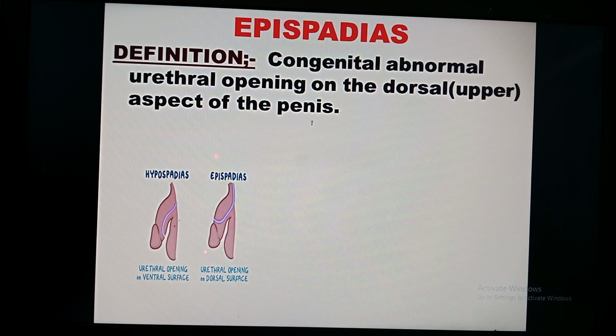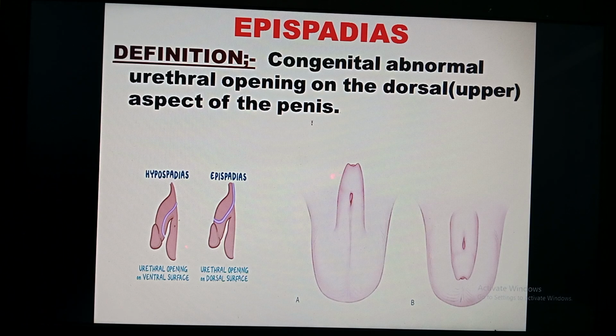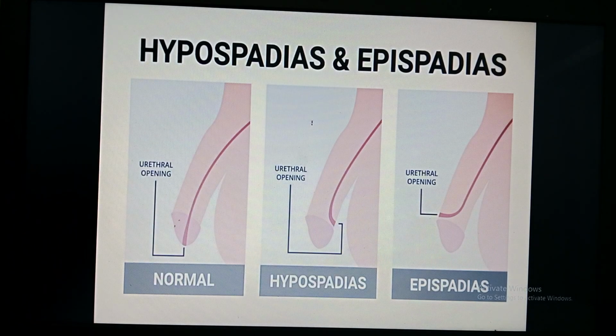Okay, see in the picture you can see this is hypospadias, the lower ventral aspect. This is the dorsal aspect. So you can see this is hypospadias and this is epispadias. Here in this picture, this is the normal urethral opening. This is ventral hypospadias and this is dorsal epispadias, what we are discussing now.